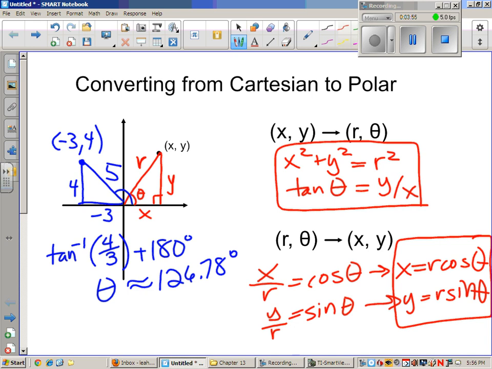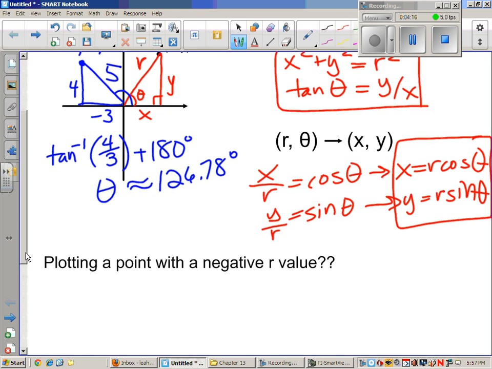Degrees. So if you wanted to write this, xy was -3, 4, and I'm converting it to r is 5, and theta is 126.78 degrees. Okay, so that's just the easy conversion, and of course you could go the other way too. If I knew r and theta, I could easily convert back to x and y.